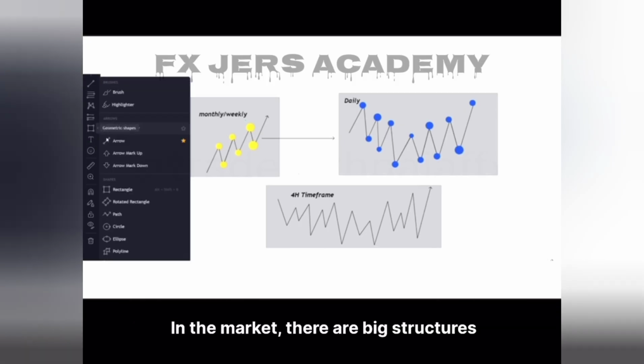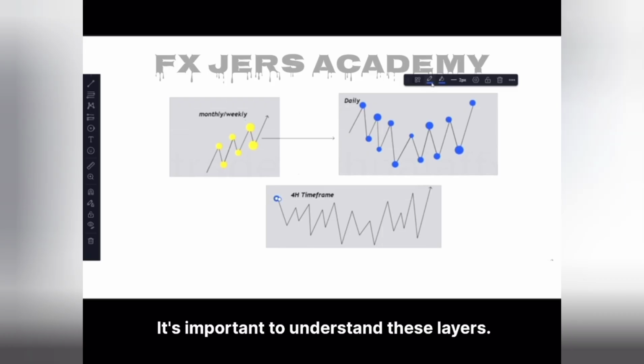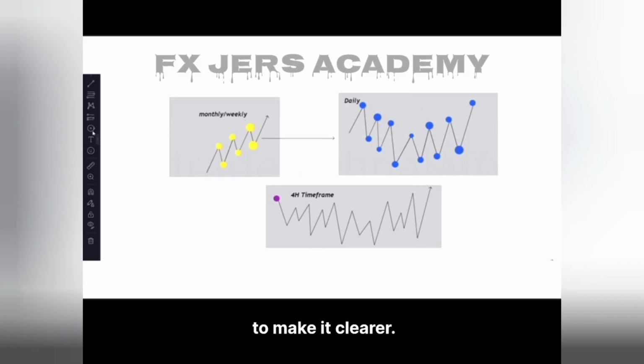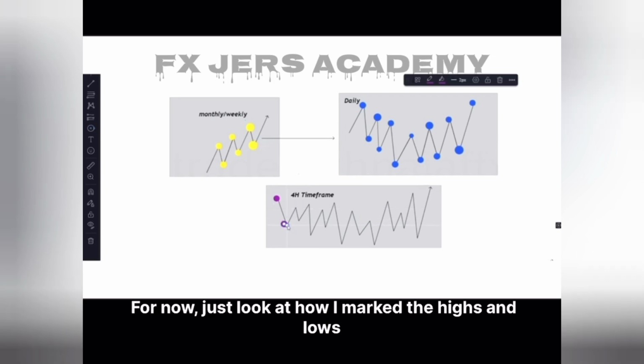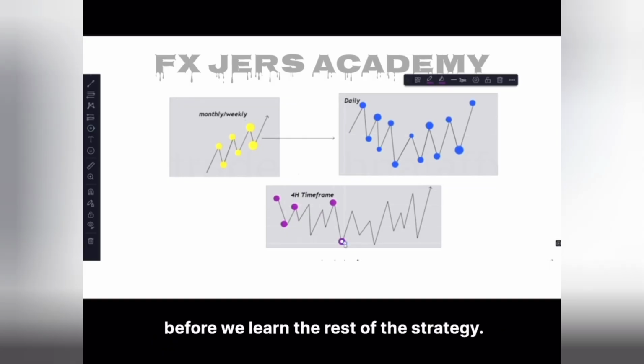In the market, there are big structures with smaller structures inside them. It's important to understand these layers. In the next video, I'll show you examples with charts to make it clearer. For now, just look at how I marked the highs and lows in these diagrams. It's important to know the market structure before we learn the rest of the strategy.